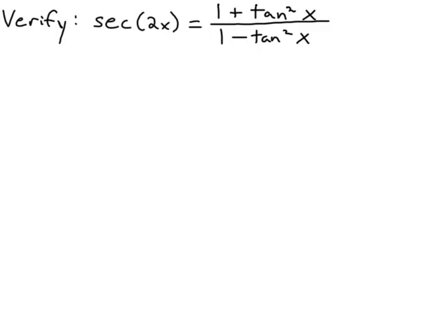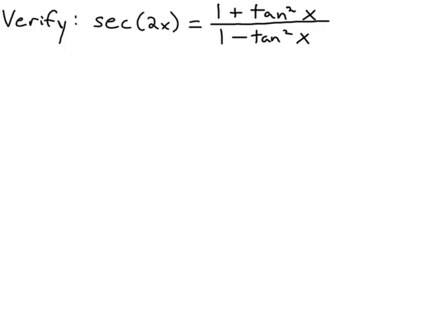This is a recording on how to verify a trig identity, and in this one we're going to be looking at this double angle. So secant of 2x is (1 plus tangent squared x) divided by (1 minus tangent squared x). And in this one we'll probably work with the right side most, since that seems the most complicated.